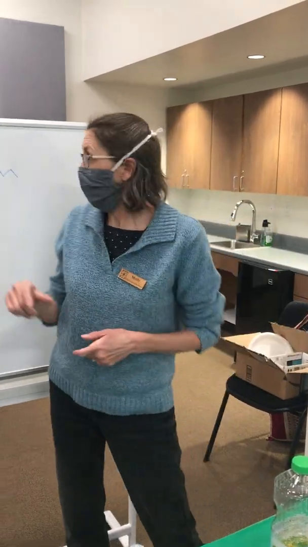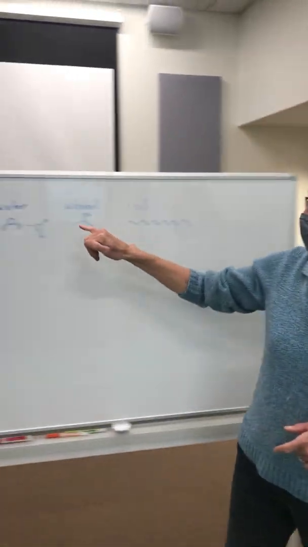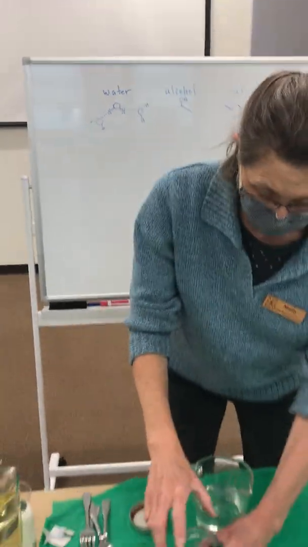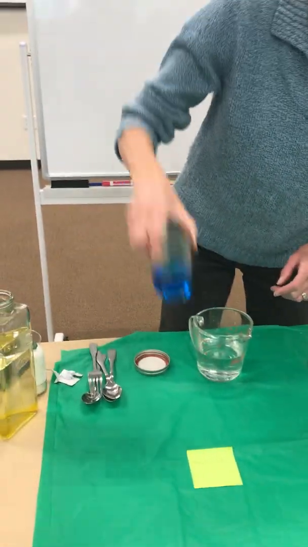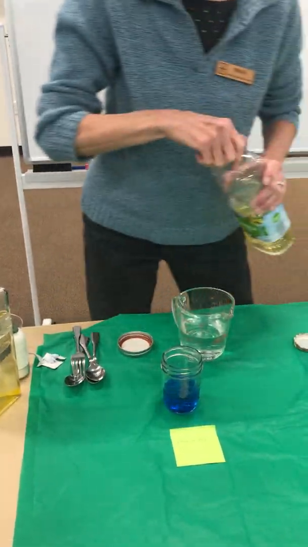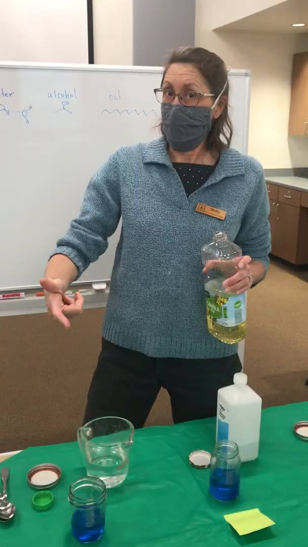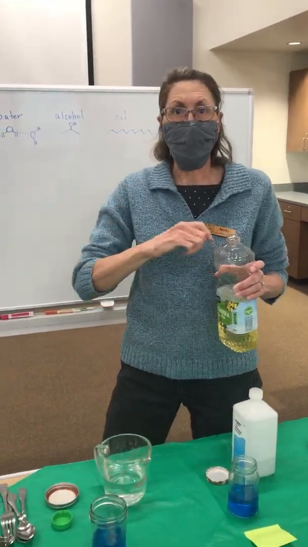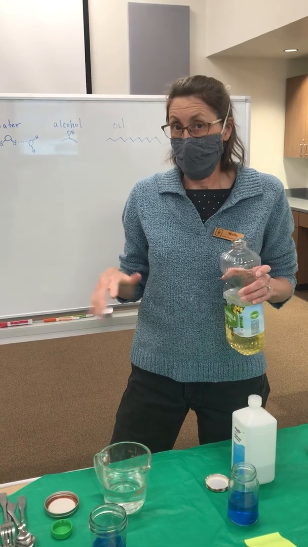Okay, so we're going to do three experiments. We're going to first look at what happens when we mix water and oil together. So I've got some water here with food coloring in, and we're going to add some oil. And whenever you do a science activity like this, you want to make a hypothesis, an educated guess about what you think is going to happen.